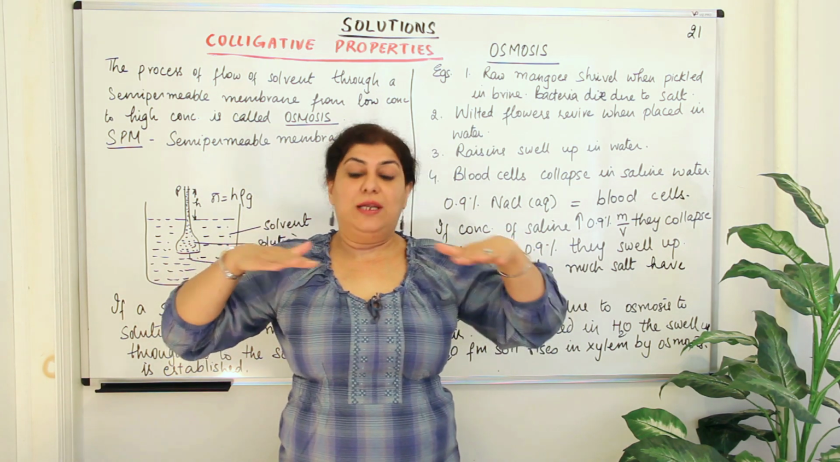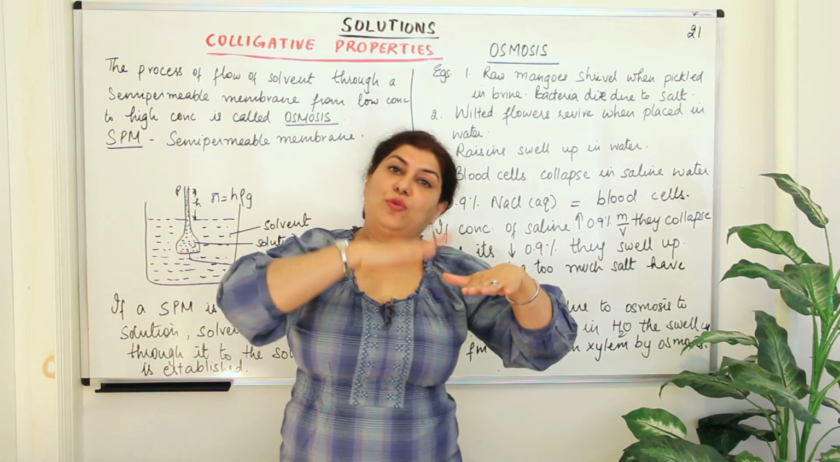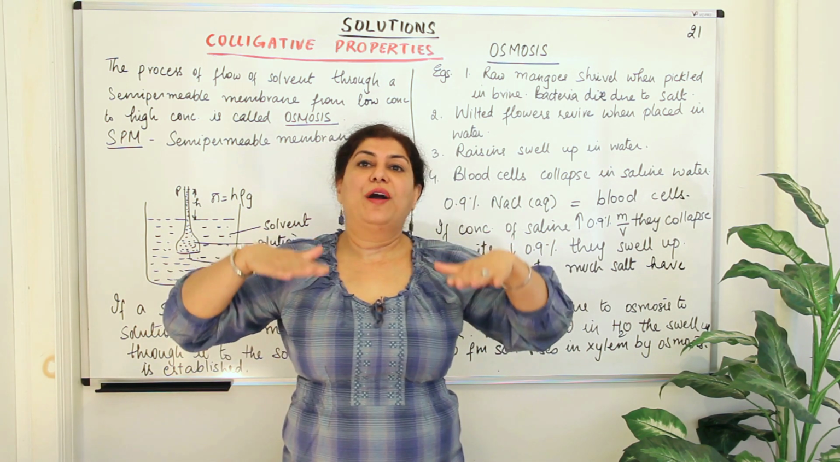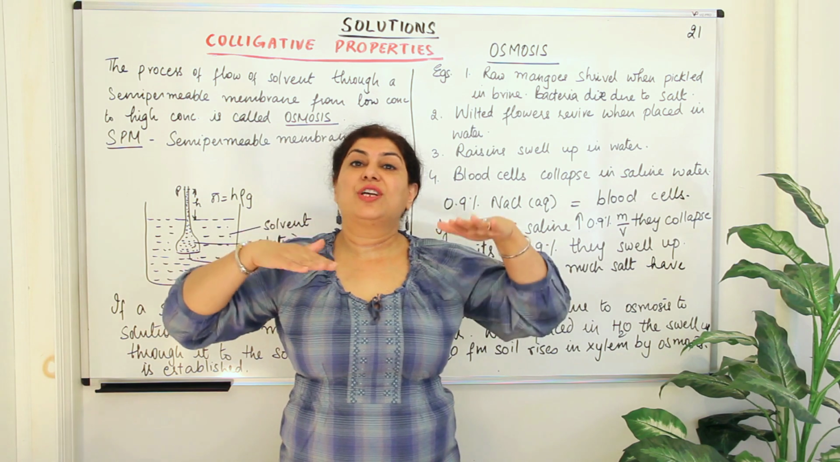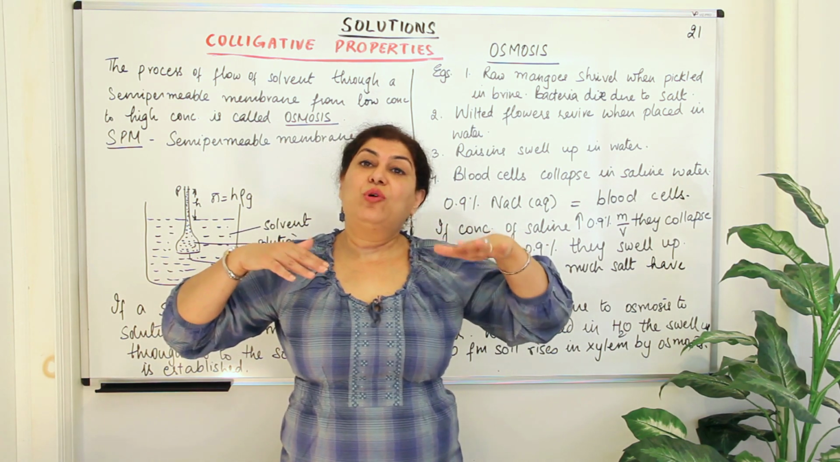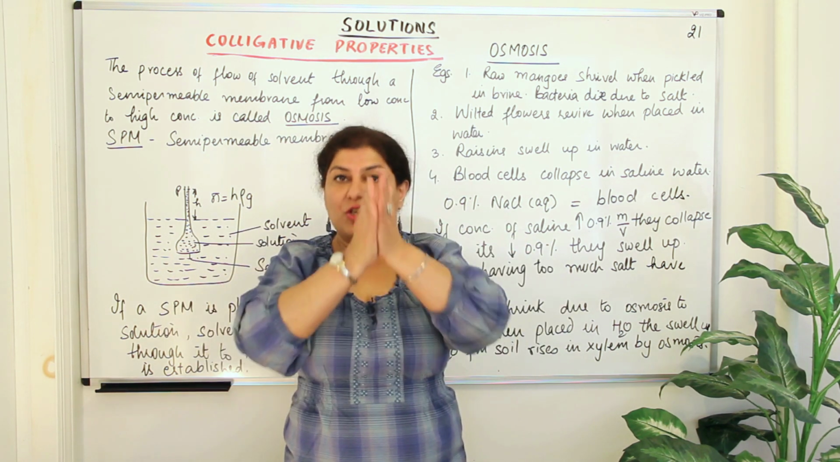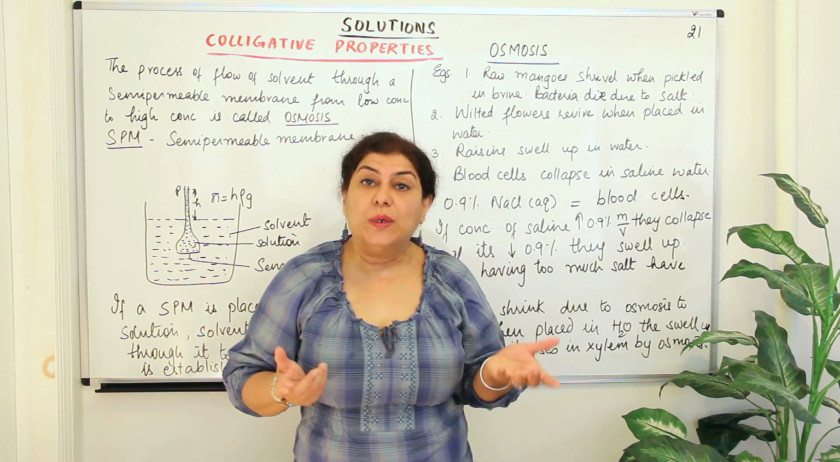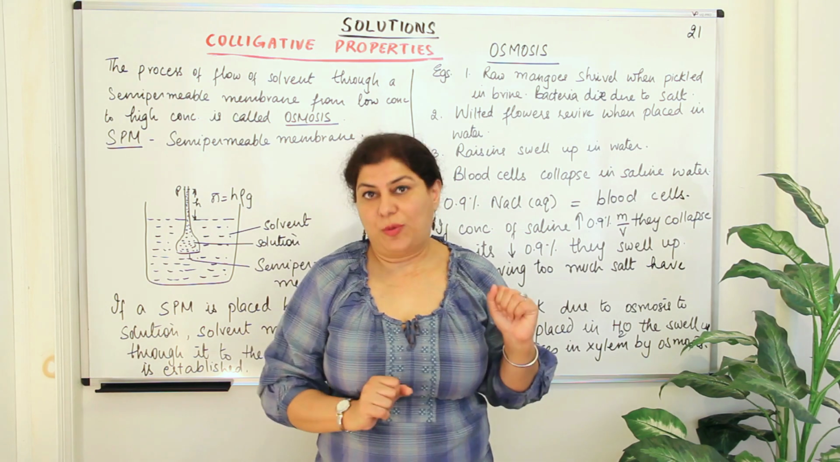Wherever you have more solvent, the solvent will move to the other side through the semi-permeable membrane, and this process will continue till an equilibrium is established. It is dynamic, of course; molecules going in are equal to the molecules coming out, but at this point the concentration does not change. When the concentration on both sides of the semi-permeable membrane becomes equal, that is when osmosis stops.